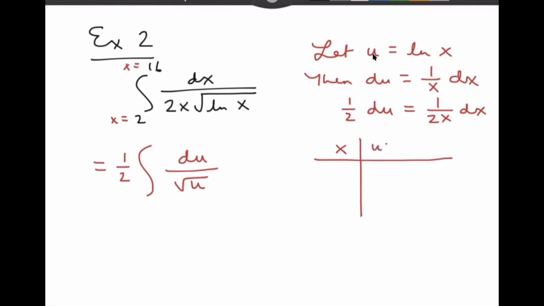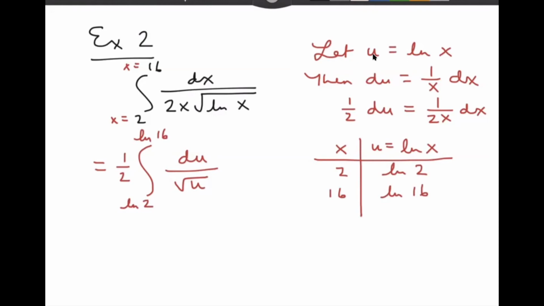So u is equal to natural log x, which means that when x is 2, u is natural log 2. And when x is 16, u is natural log 16. So the new integral is going to go from u equals natural log 2 to u equals natural log 16. And now I can forget all about x because remember that a definite integral evaluates to a number, all right? And so this will give us the correct number.